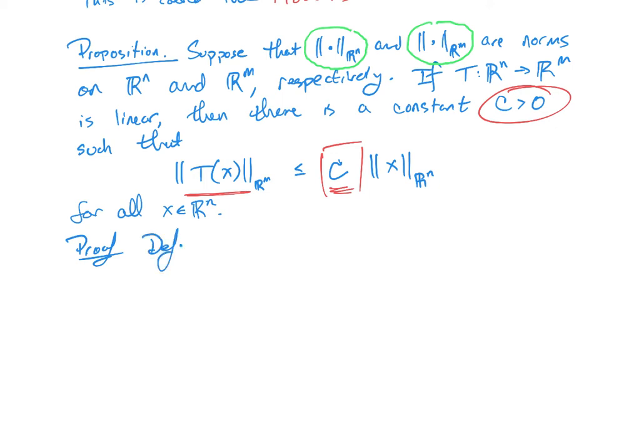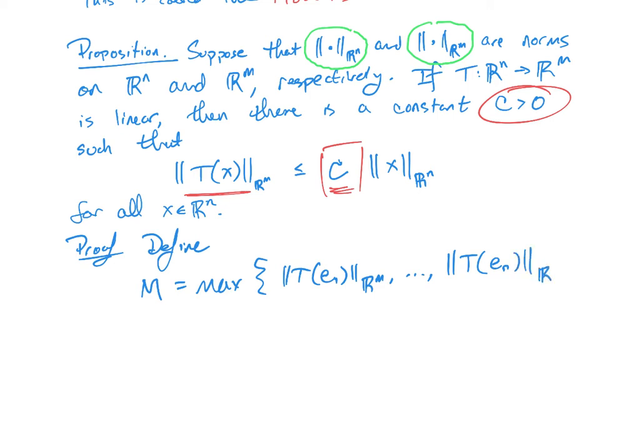Okay? Let's define M to be the maximum of the norms of the images of the standard basis. So our domain is Rn. There are n standard basis vectors. And we want to take the norm of their images in Rm because that's where they get mapped to.